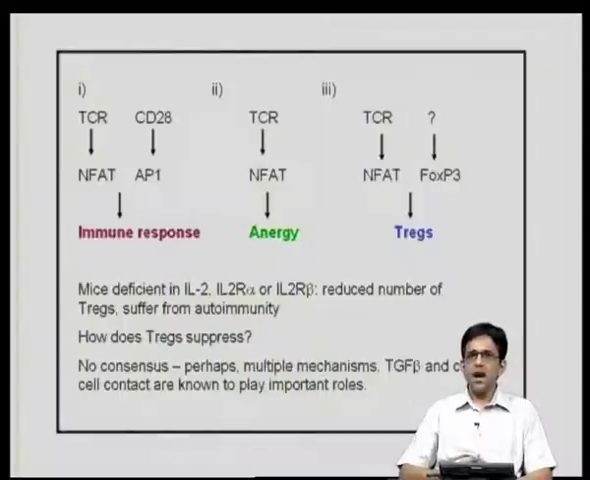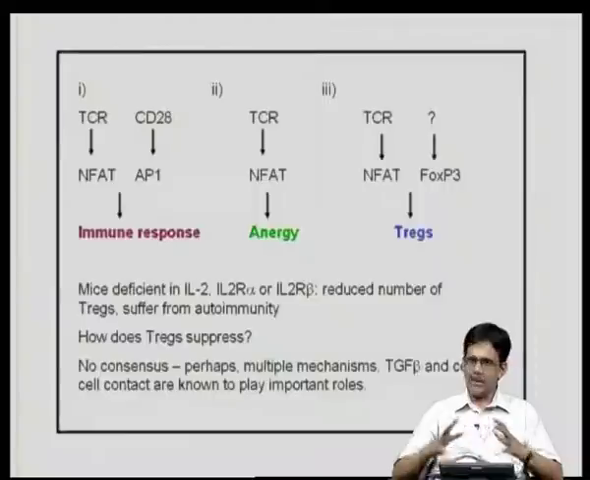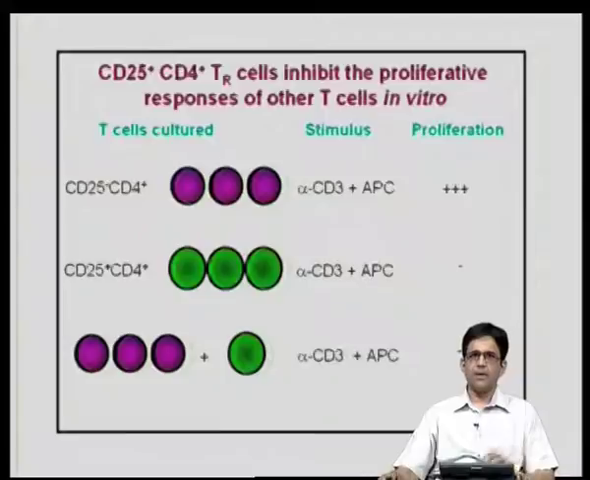Now, the question is, how do T regulatory cells suppress immune responses? There is no consensus on this, perhaps it occurs by multiple mechanisms. TGF beta is thought to play an important role. Also, cell contact is important, and that is how suppression occurs.